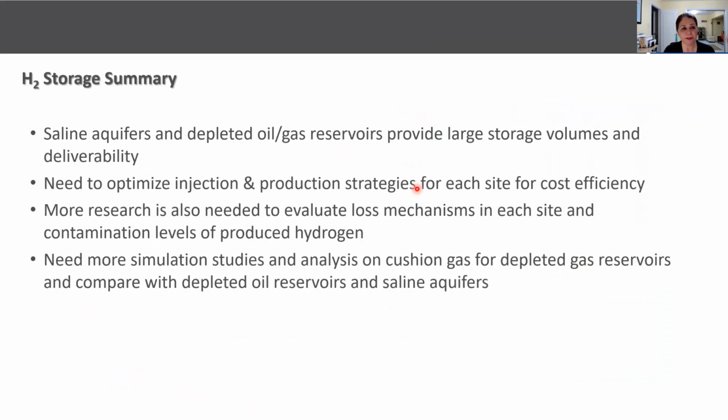So in summary, for hydrogen, saline aquifers and depleted oil and gas reservoirs provide large storage volumes and deliverability. But you need to optimize injection and production strategies for each site for cost efficiency. More research is also needed to evaluate loss mechanisms in each site and contamination levels of produced hydrogen, because all of this basically will be economically unfavorable.